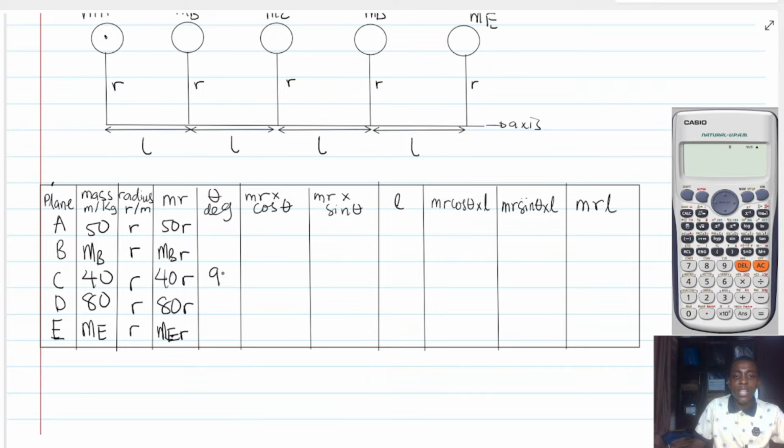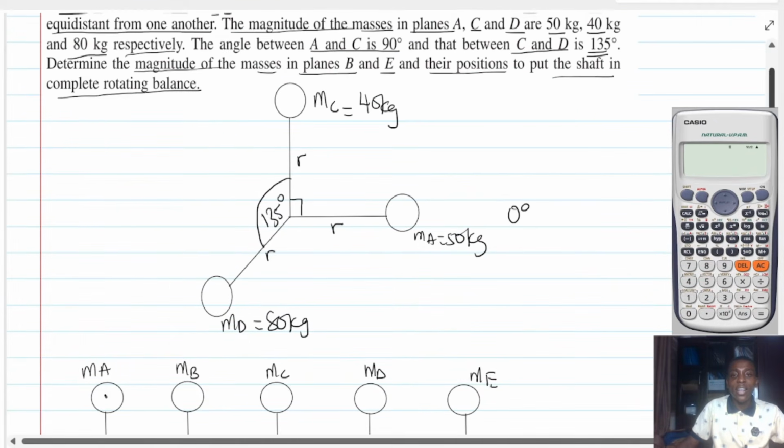So this is going to be 90 degrees. The idea is that we are saying mass A is actually the reference. Okay, mass A is the reference. We don't know the angle. In fact, we are asked to find that one. We have been asked to find the angle.